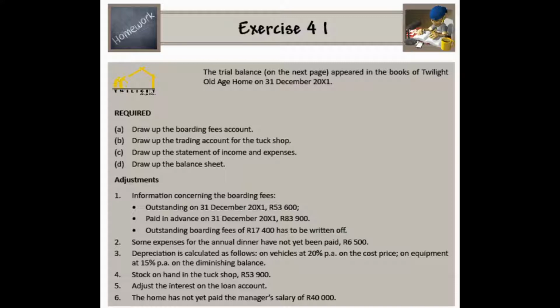In this lesson, I will mark exercise 4I and 4J. Let's start with 4I. Draw up the boarding fees account. I'm quite sure that all of you are quite familiar at this stage with the drawing up of a fees account, so I'm just going to go quickly through it. Let's start.